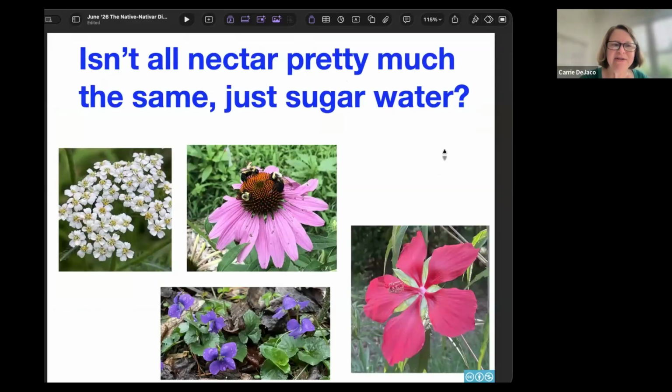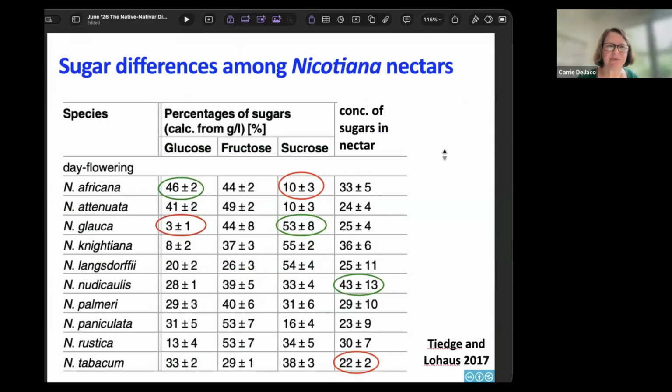Regarding the pollinator visitation to these flowers, we've always thought that nectar is nectar, but we are learning that's not the case. When our pollinators are opting to visit some flowers as opposed to others, it's not necessarily just a visual thing. This was a study published in 2017, and these researchers were looking at all kinds of Nicotiana, a wild tobacco. They've got all of these different species of wild tobacco, and these different species have very different amounts of glucose, fructose, and sucrose in their nectar.